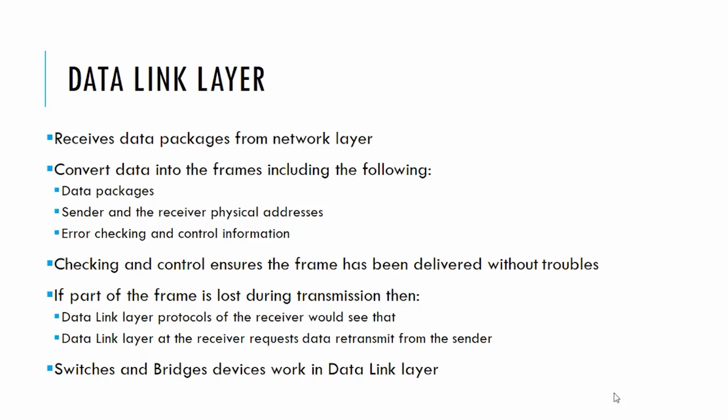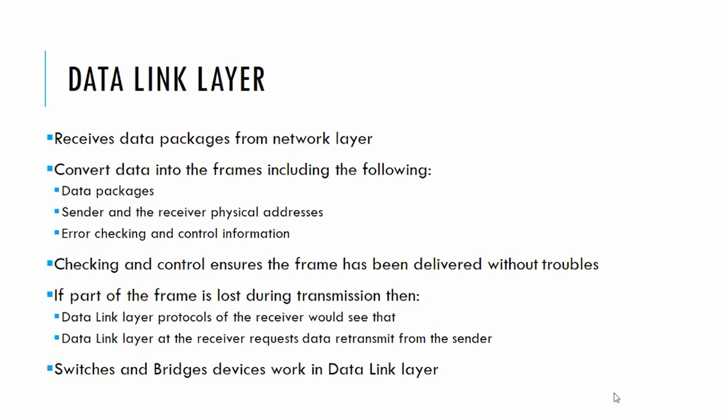If part of the frame is lost during transmission, then the data link layer protocols of the receiver would see that. The data link layer at the receiver requests data retransmit from the sender. As you can see, this is just a retransmission request, not a correction action that can correct the data that is corrupted in the frame. It is just a retransmission for the corrupted frame or for the frame that contains wrong information.